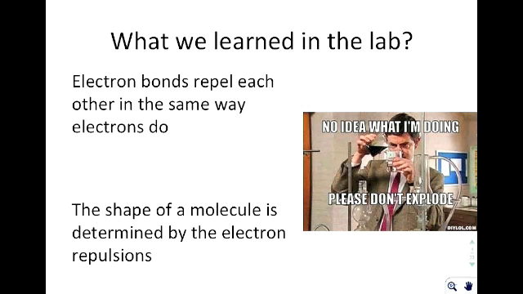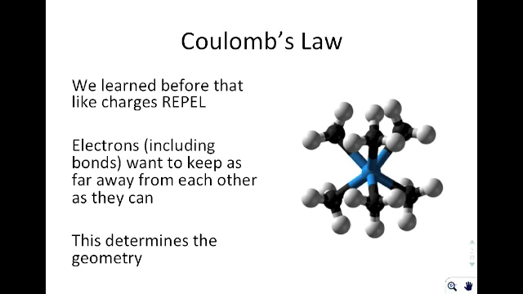Remember, whenever you have a bond, that bond actually represents a pair of electrons. So if you have a pair of electrons here, and you put a pair of electrons there, those electrons are both negatively charged, so they want to repel one another. These electrons will actually move to the other side of the molecule to be as far away as possible. This determines the shape of the molecule by the repulsion of the bonded electrons. Those electrons want to spread as far apart as they can. So that's Coulomb's law.